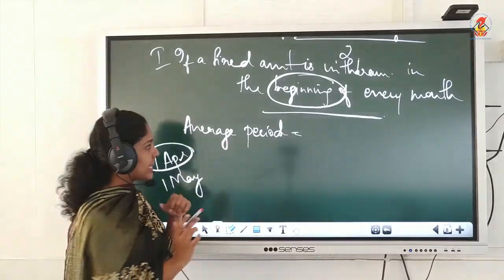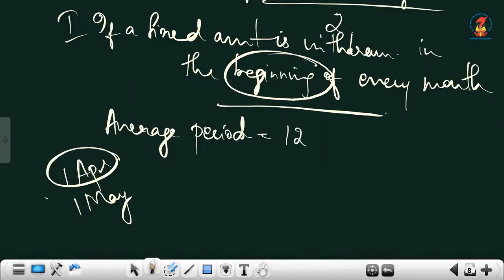So average period here will be months left after first drawings, that is 12, plus what is the next item? Months left after last drawings. Now the last drawings will be on 1st of March because it is in the beginning of every month. So 1st of March.